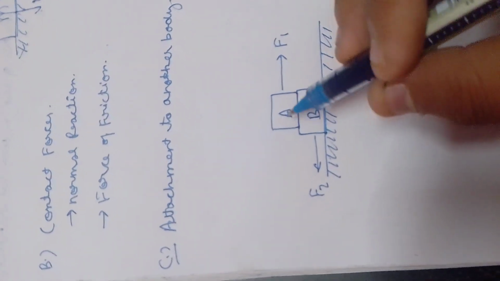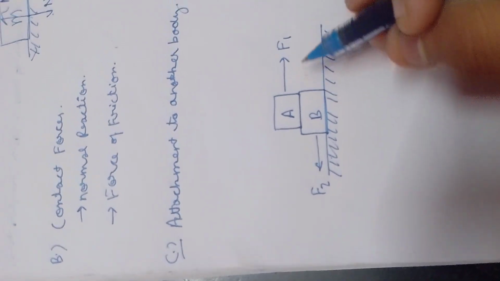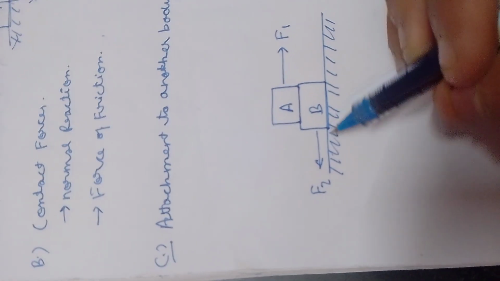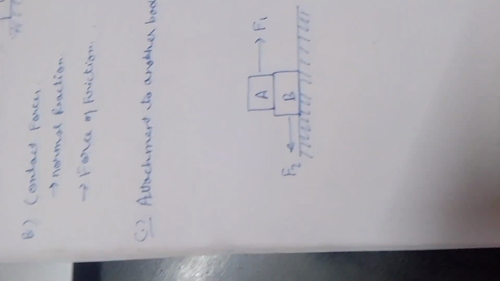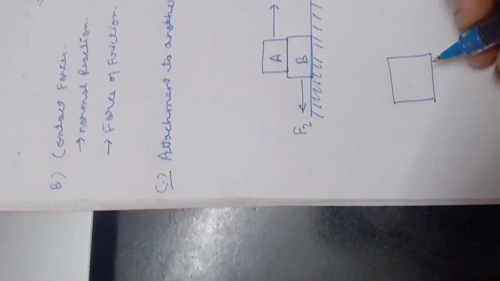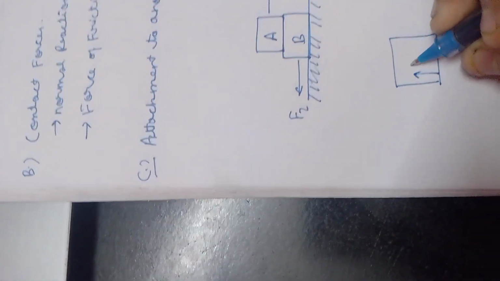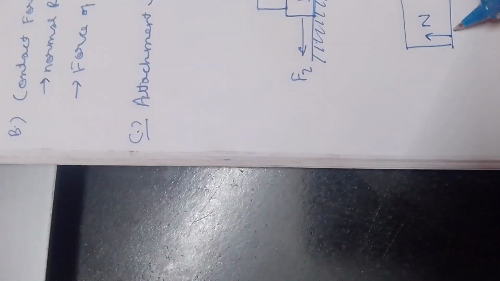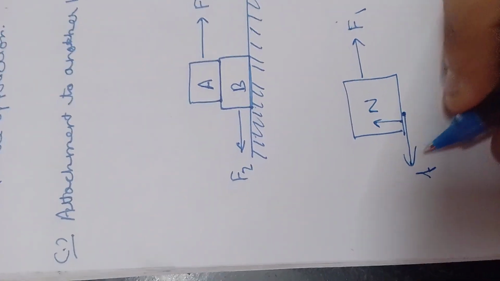For example, we take this block B and this block A. Block A is on block B, and we apply force F1 on block A towards the right and force F2 on block B towards the left. These are the forces applied on block A: the normal reaction by block B on block A, the external force that we applied, and the friction applied at the surface between A and B in the direction opposite to F1.